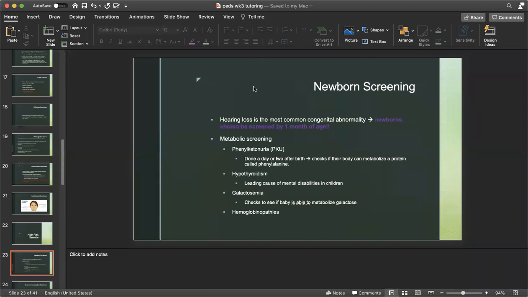So metabolic screening. So they'll get the PKU screening. It's done a day or two after birth, and it checks to see if their body can metabolize a protein called phenylalanine. Sorry, I just butchered that, but that's what PKU tests for. Hypothyroidism is the leading cause of mental disabilities in children, so that's why they always want to do that screening as well. Galactosemia checks to see if the baby is able to metabolize galactose in milk. And then they'll also screen for hemoglobinopathies.